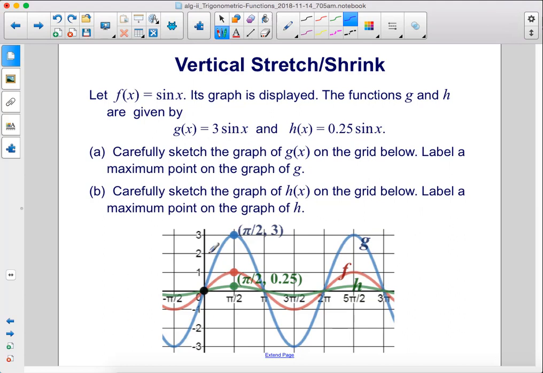And here are much nicer drawings of g and h. A maximum point on g is now pi over 2 comma 3. And a maximum point for h is pi over 2, comma 0.25.